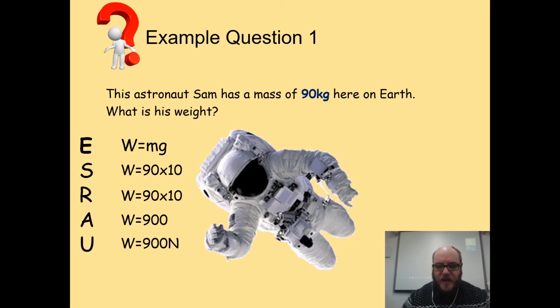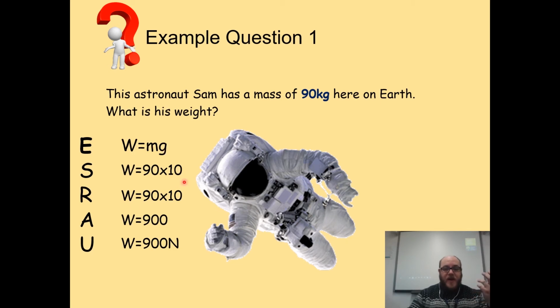So here is Srow in action. We write the equation first, W equals mg. Then we substitute in all the numbers that we know. So in this case, weight equals 90 because that's his mass, 10 because that's the gravitational attraction on Earth. Little g is always 10.